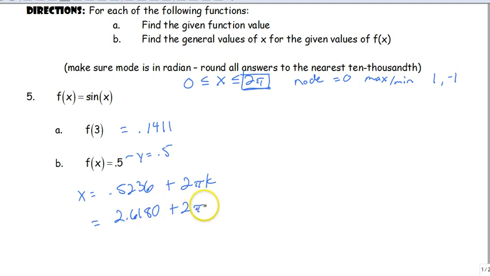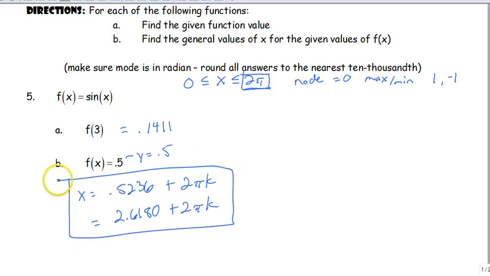Plus 2 pi k. Now remember, it will not always be 2 pi k though. Alright? So we have our solutions. We're good. We found the period. We found our solutions. Those are our two solutions. Alright, next problem.